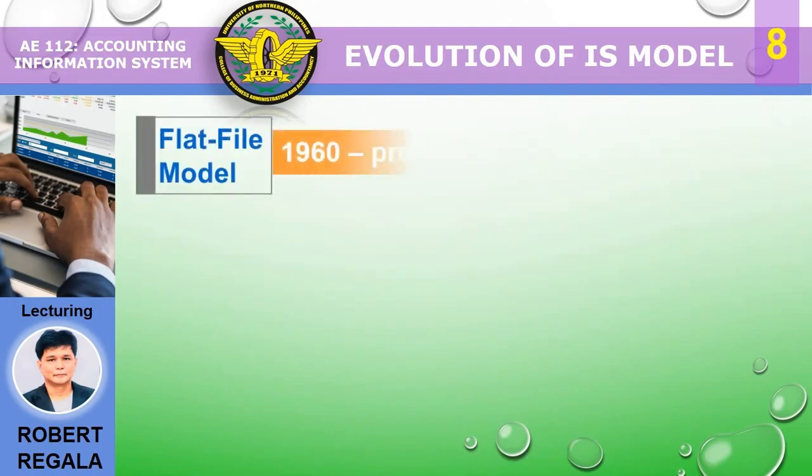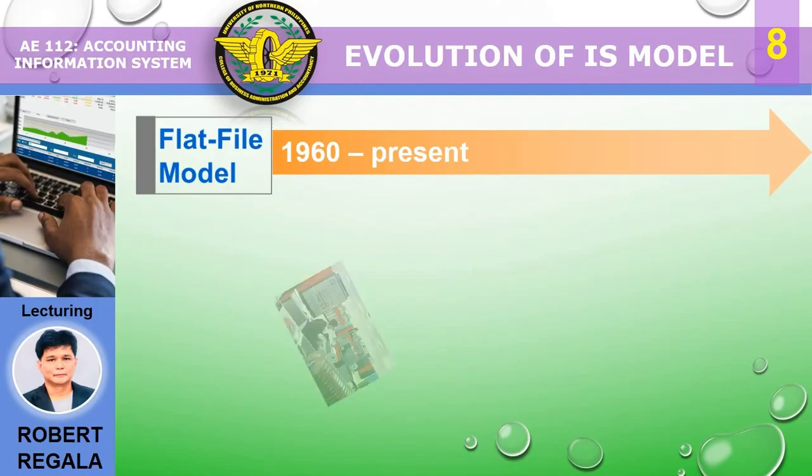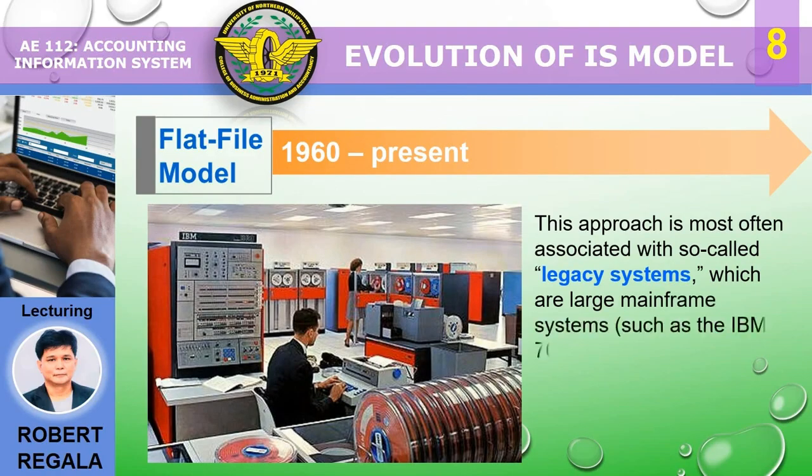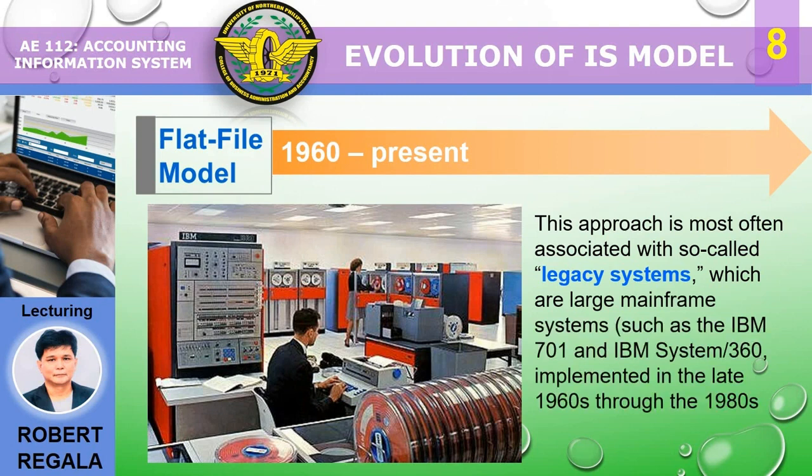The flat file or legacy model. The second stage in the evolution of information systems is the adoption of the flat file model. This approach is most often associated with so-called legacy systems, which are large mainframe systems, such as the IBM 701 and IBM System 360s, implemented in the late 1960s through the 1980s.